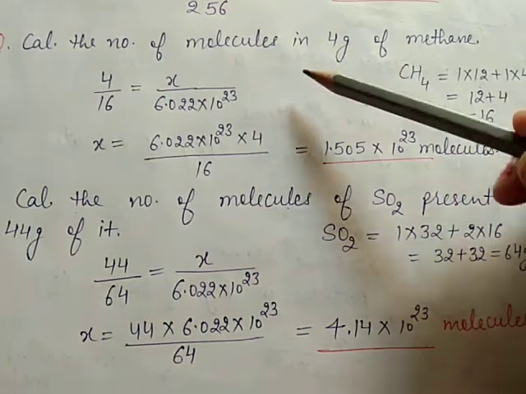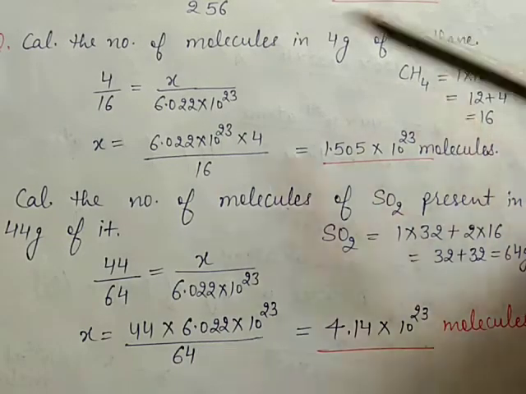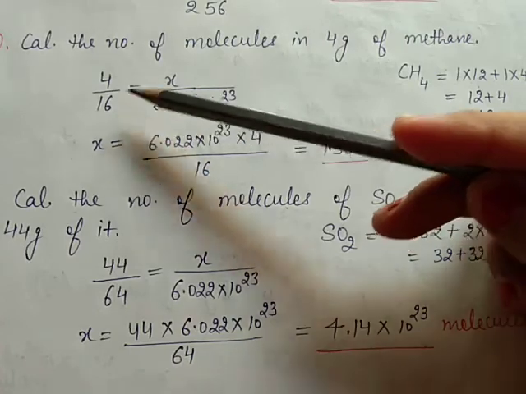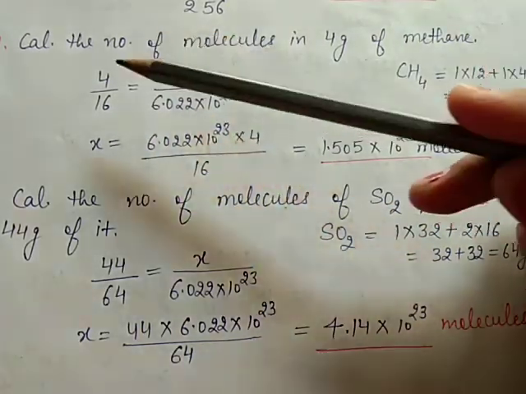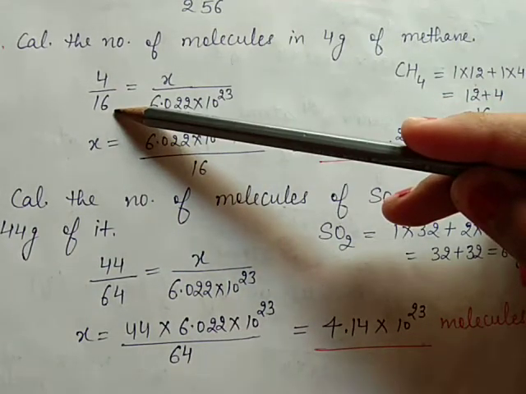Now the next numerical is calculate the number of molecules in 4 gram of methane. Here, given mass divided by molar mass is equal to number of molecules divided by Avogadro number. Given mass is 4, divided by molar mass of methane, that is 16.